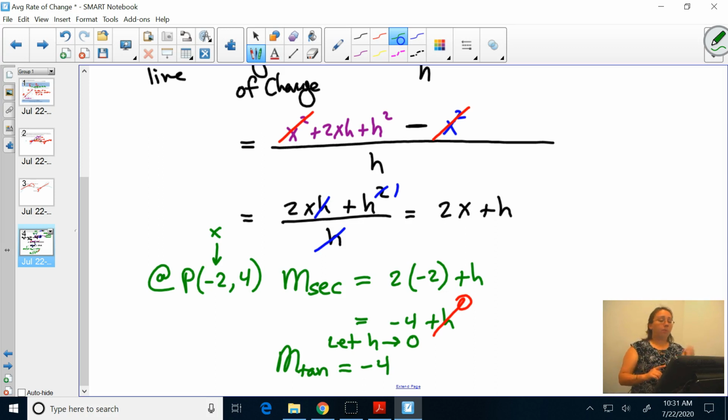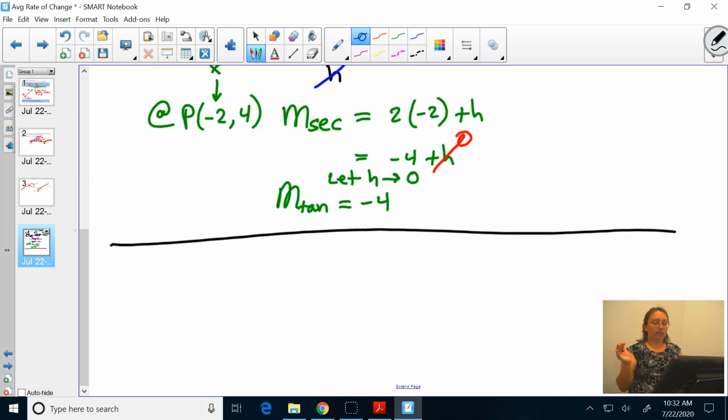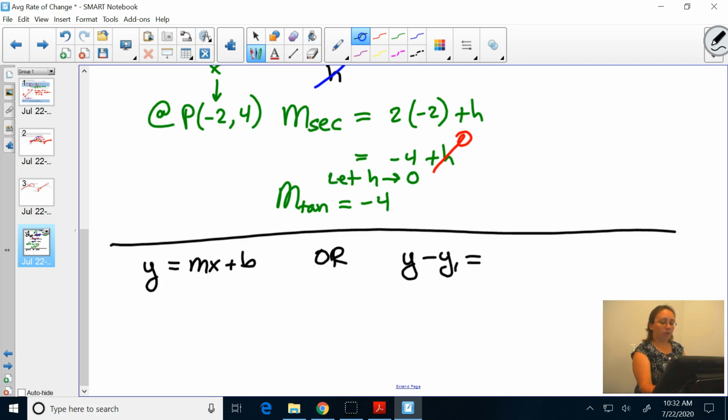We are almost done, but all we have so far is the slope of the tangent line. The question asks us to find the equation of a tangent line. So how do you find the equation of a line? This is something that you should know from previous algebra classes. If you don't, we'll refresh it real quick. To find the equation of a line, you have a choice. Y equals mx plus b, or y minus y1 equals m times x minus x1.